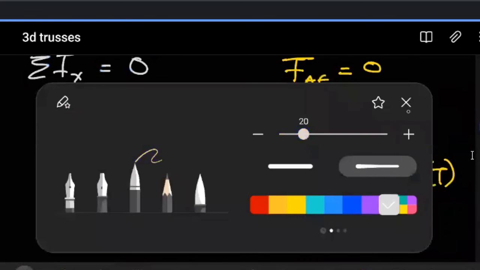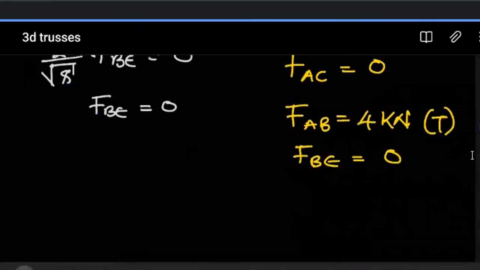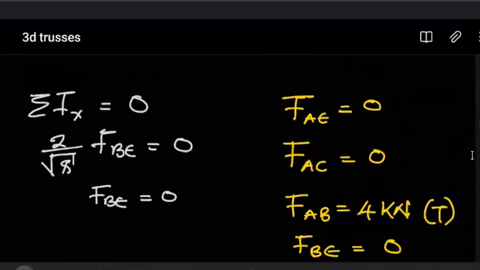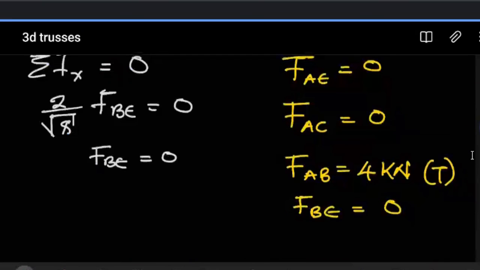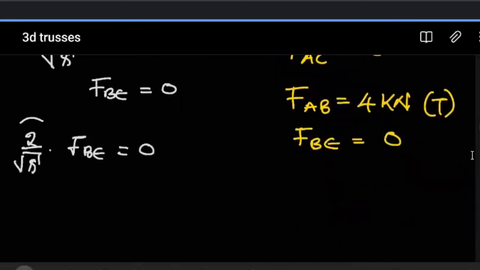Let's proceed. Sorry, how is FBE equal to 0 when it has 2 over root 8 there? Okay, so the idea here is this. If you have 2 over root 8 multiplying FBE and the answer is 0, you're multiplying a number with an unknown. So it's only logical that this is the one that is 0.